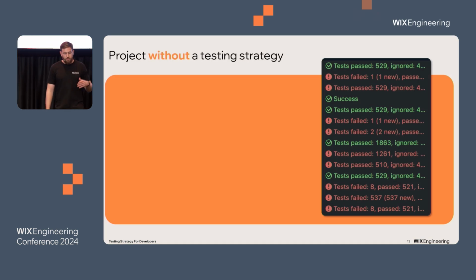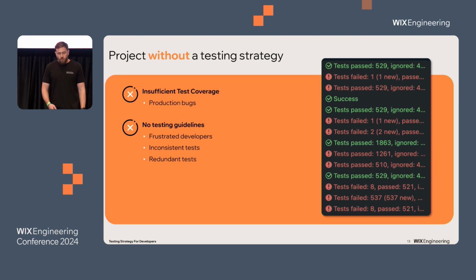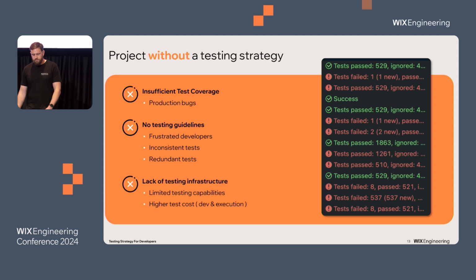I can tell you that projects without a testing strategy, you probably all know this screen when you see a test that fails or passes and you don't see a clear reason why it happens. You also have insufficient test coverage, which leads to production bugs. If you don't have testing guidelines, we already talked about it, we will probably have frustrated developers, inconsistent tests, and redundant tests. Maybe we test the same thing all over again in our project.